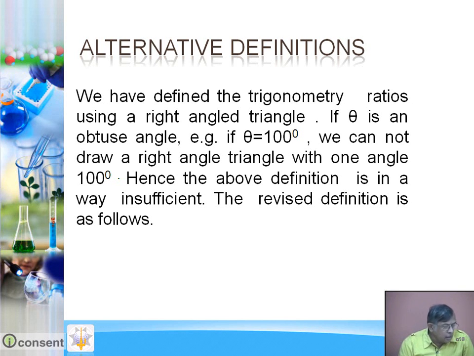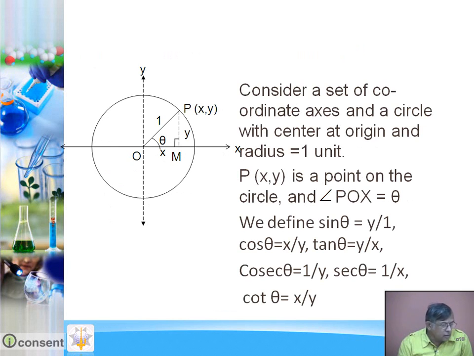Now here theta, y, x and 1. Consider radius is 1. So consider a set of coordinate axes and a circle with center at origin, and radius equal to 1 unit. This circle is known as the unit circle. P(x, y) is a point on the circle. x and y are its coordinates. So the y coordinate is PM, and the x coordinate is OM.